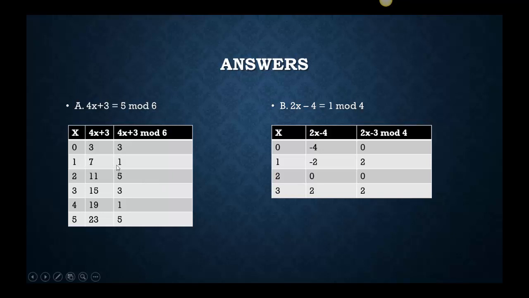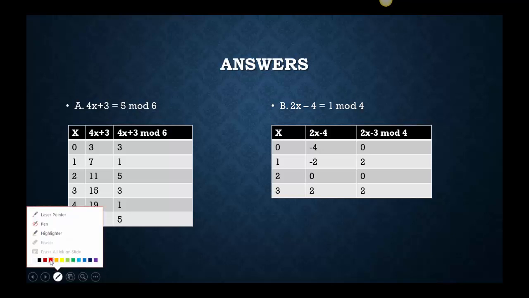7 mod 6 is 1. 11 mod 6 is 5. 15 mod 6 is 3. 19 mod 6 is 1, and 23 mod 6 is 5. This is interesting. I really like it, and I like that I had you guys work on it first to say, I want a 5, and I see multiple 5s.